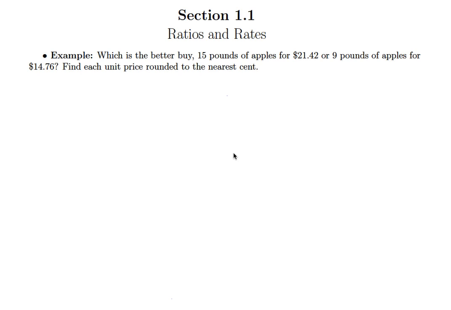All right, so we have two different unit prices to find. And so we'll start off here with just labeling over here 15 pounds. And over here we'll figure out the unit price for 9 pounds. But let's start with the 15. All right, so remember, we're going to take the total price, which in this case is $21.42, and we're going to divide that by 15.